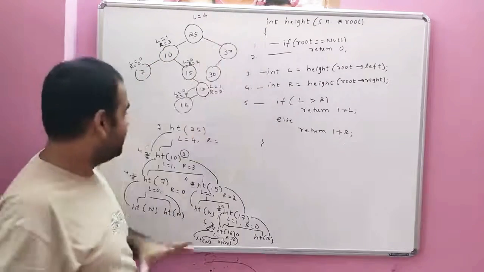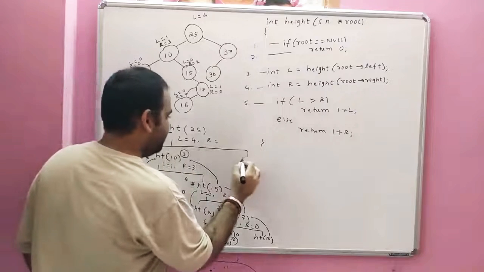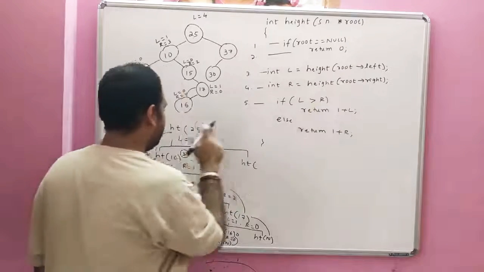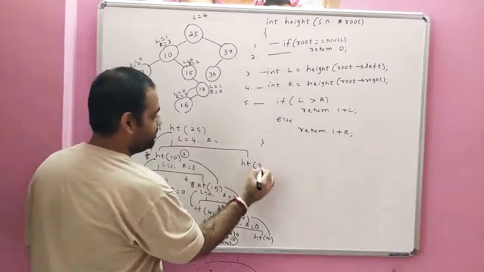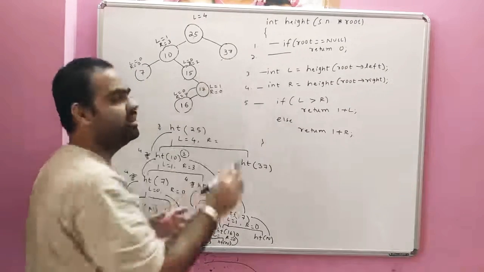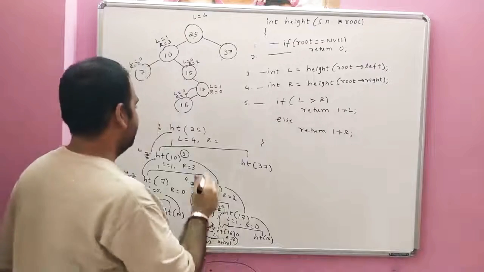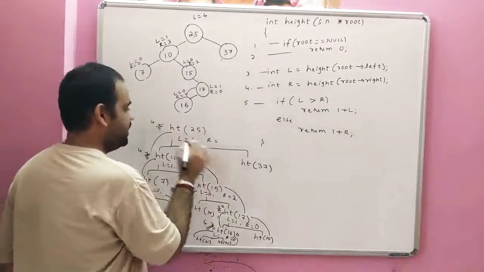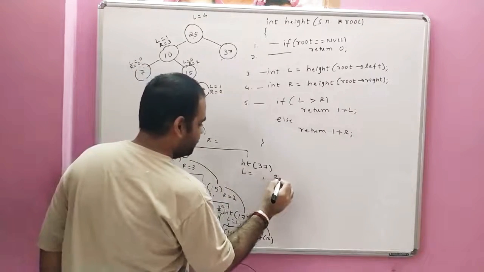Now you have to compute the right height. Now execute line number 4. It says height of root arrow right, 25 arrow right. What is 25 arrow right? 37. Let me take this note so that the tracing becomes very simple. 37. Now what is the return line number? Return line number is 4. This is left and this is right.